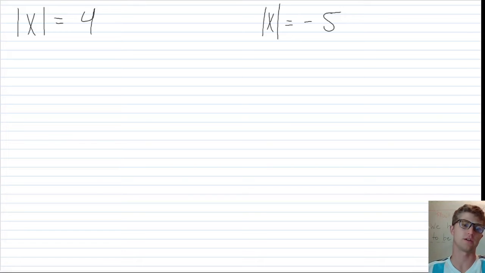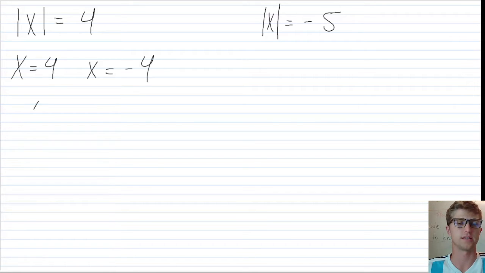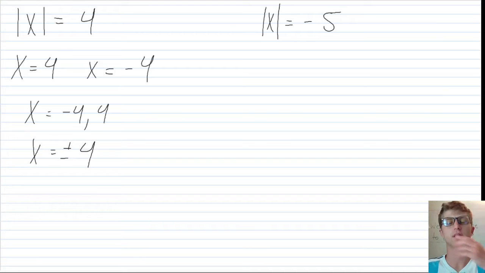So we've got the absolute value already by itself. So we need to break it up into two equations, one where it's positive and one where it's negative. So that's all we have to do in this case. x equals -4 or 4. Another way we could write that is x equals plus or minus 4. That's something you can stow away, something you can keep for later.